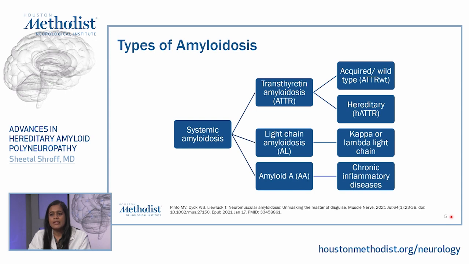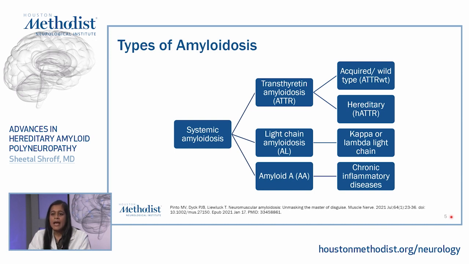Systemic amyloidosis is classified into three major types: transthyretin amyloidosis, also known as ATTR, light chain amyloidosis, also called AL amyloidosis, and amyloid A or AA amyloidosis. Transthyretin amyloidosis is further classified into acquired or wild type and hereditary amyloidosis. The wild type amyloidosis is the non-hereditary form caused by accumulation of amyloid fibrils consisting of wild type transthyretin. It is presumed to be from aging.